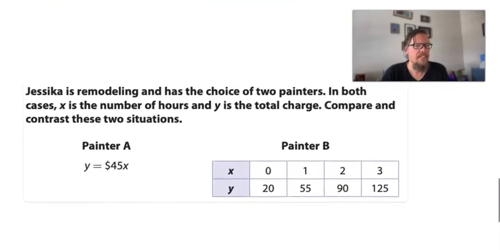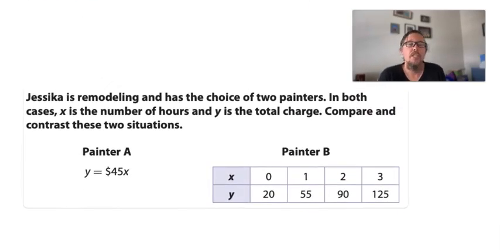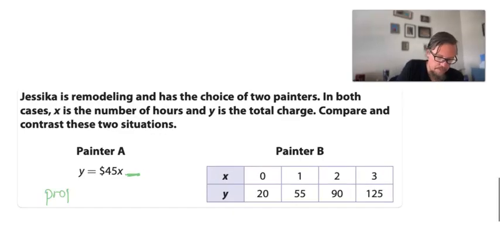All right, so here we've got Jessica. She's remodeling and she has a choice of two painters. And in both cases, X is the number of hours and Y is the total charge, just like on the last one. And we're going to compare and contrast these as well. So painter A gives us an equation, Y equals 45X. Just like the last one, there's no constant added on to the end here. So this one is a proportional relationship. And the constant of proportionality is $45, which means they're charging $45 per hour.